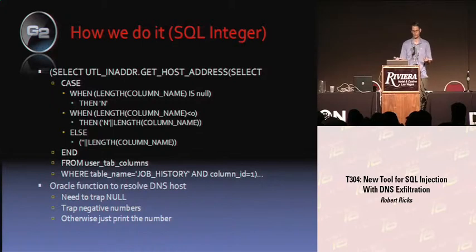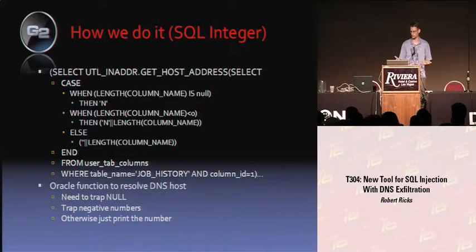Basically, what we're doing is select UTL_INADDR.GET_HOST_ADDRESS. That tells Oracle, hey, do a DNS request. And then we're going to do a case because we can't have a null in there or that's going to throw everything off, because null will say, oh, well, that's no longer a valid DNS request. Everything's got to be 1 to 63 characters. We've got to smash it in there.